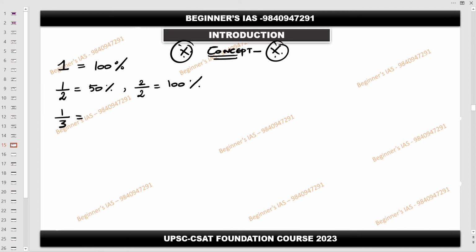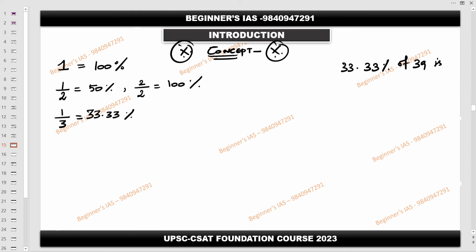1 by 3. What is 1 by 3 in terms of percentage? 33.33 percentage. Please remember these things, very important. In a question they may give you, 33.33 percentage of 39 is dash, then find the value. It is quite difficult if you don't know these concepts.